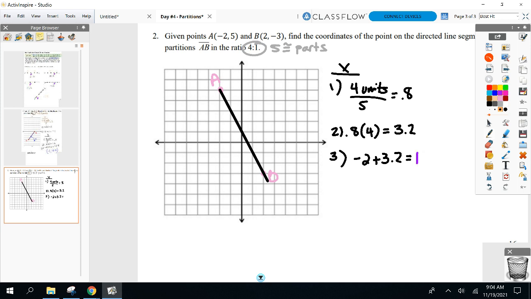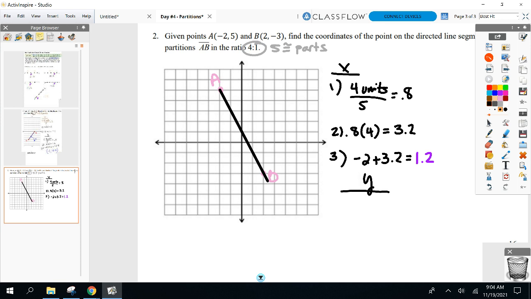1.2 on the X-axis. That's where I ended up at 1.2. All right, now we got to get laser focused because there's a little trick here with the Y that I don't know if you guys are going to see or not.